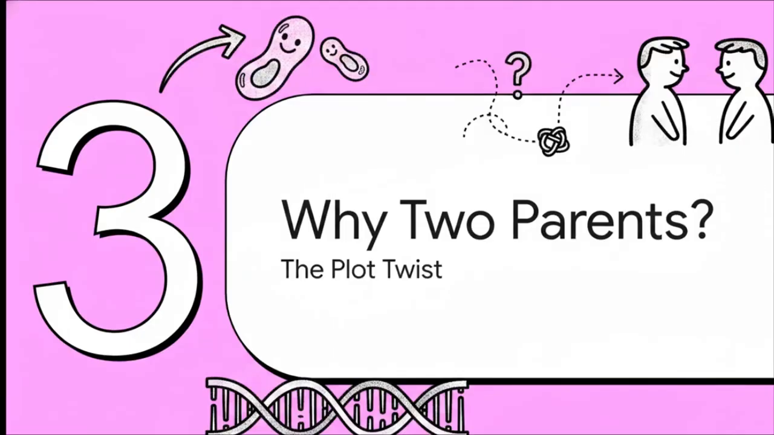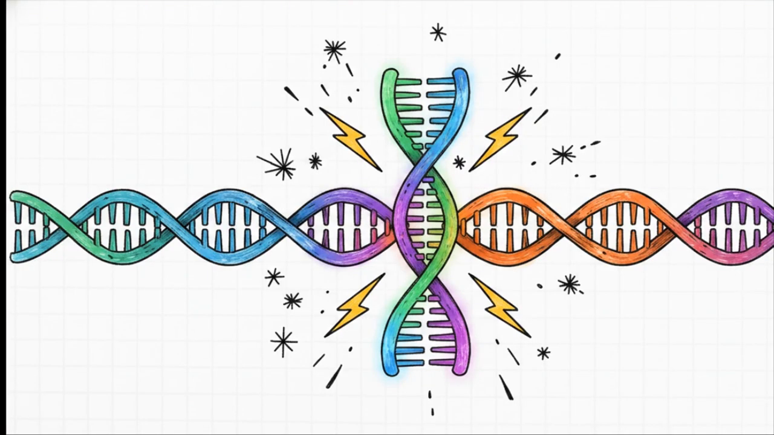The plot twist. Why 2 parents? If solo reproduction is so fast and so easy, why did nature invent the whole hassle of finding a partner? It is all about turbocharging our superpower, variation. Asexual reproduction is kind of like a slow copy-paste. But sexual reproduction takes 2 completely different DNA blueprints and mashes them together. You instantly get a brand new, highly adaptable upgrade designed to survive a changing world.